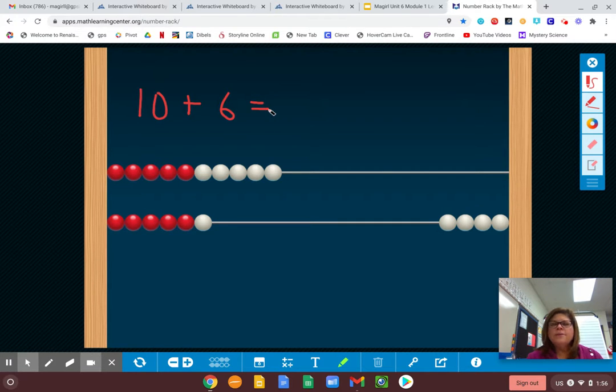What do you think? Yes, 16 fish. You could say 10, 11, 12, 13, 14, 15, 16. Or you could say 10 on the top row and 5 more makes 15 and 1 more makes 16. Or you just might get it. There's a 10 and 6 makes 16, right?